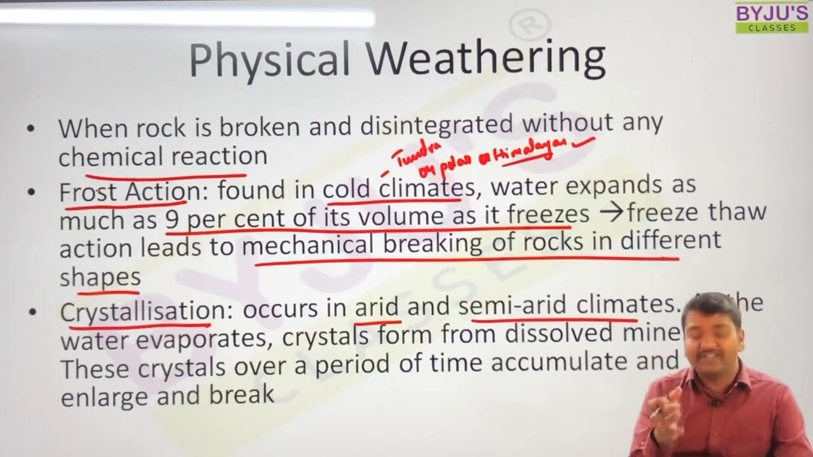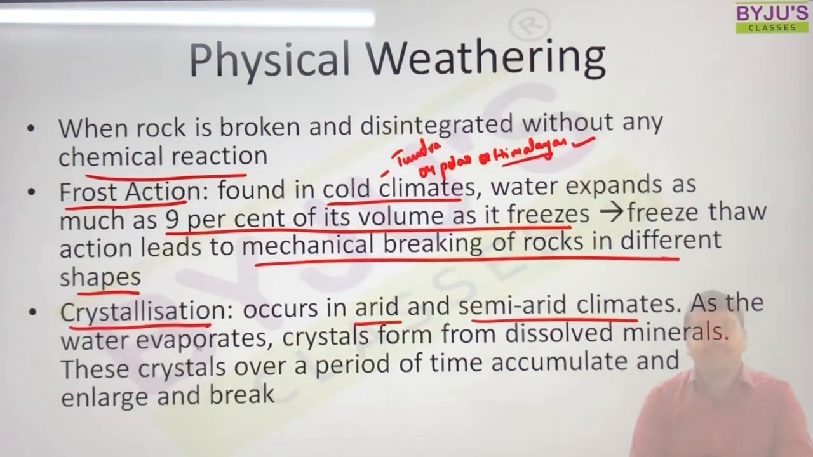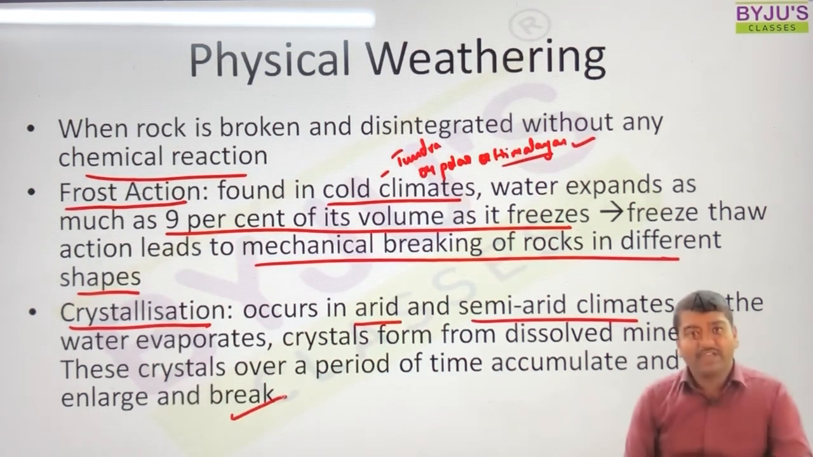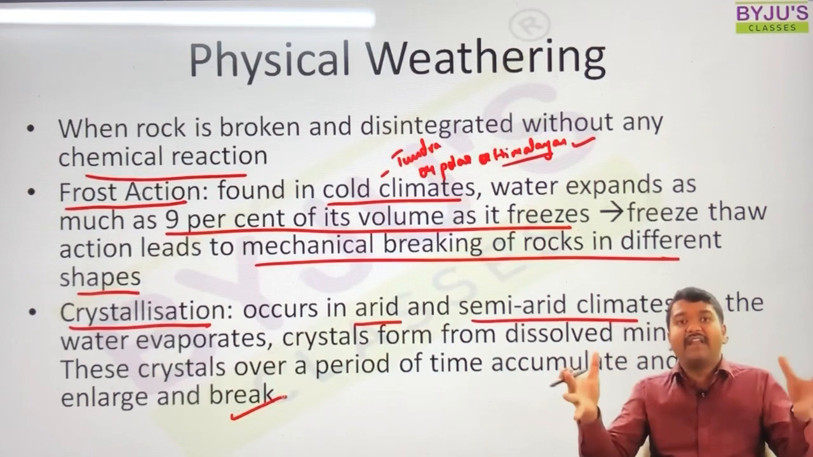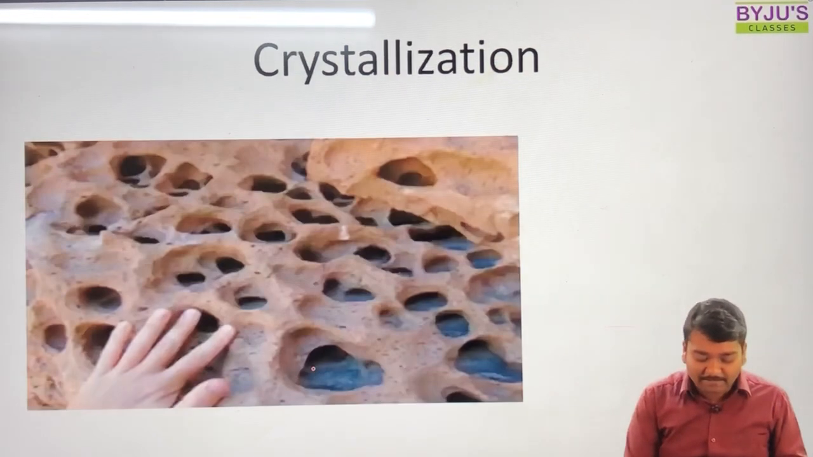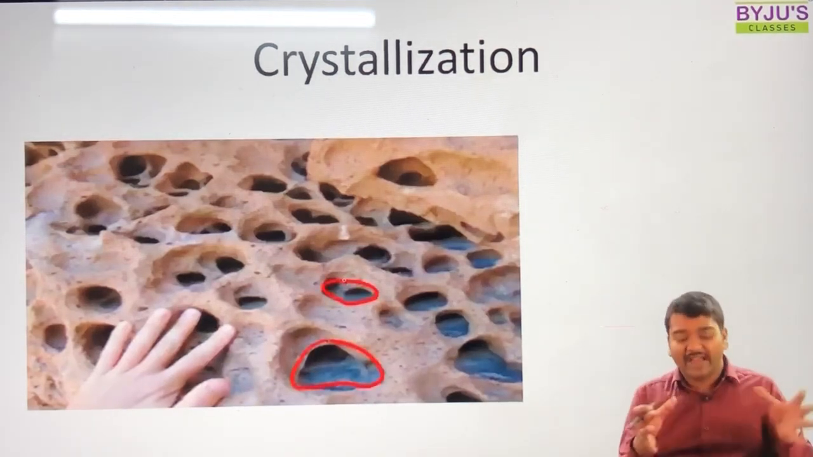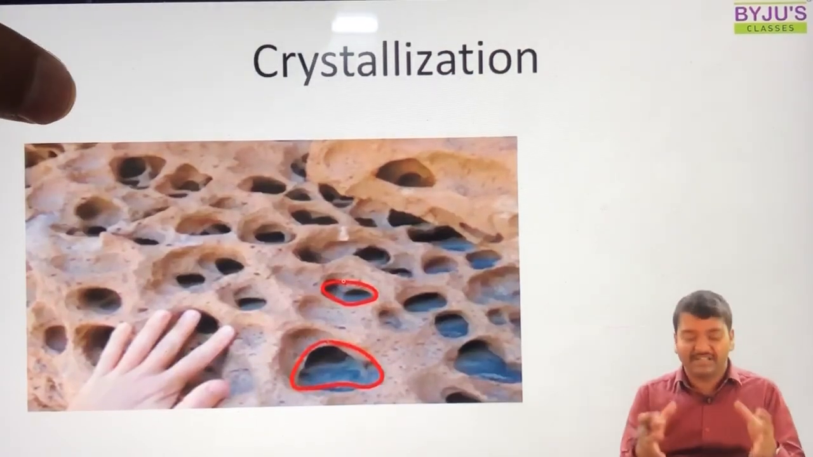So in the first, it is due to cold temperature. Second, it is due to arid and semi-arid climates. As the water evaporates, crystals form from dissolved minerals. These crystals over a period of time accumulate, enlarge and break into smaller pieces. So let's see the picture. These are seen due to the crystallization effect.